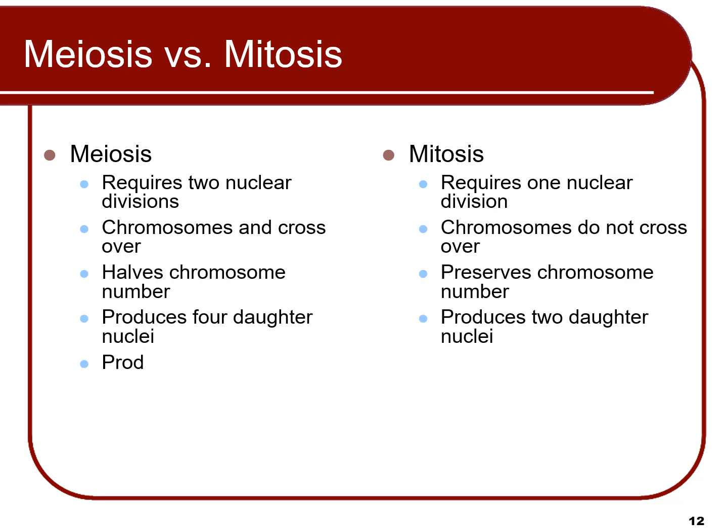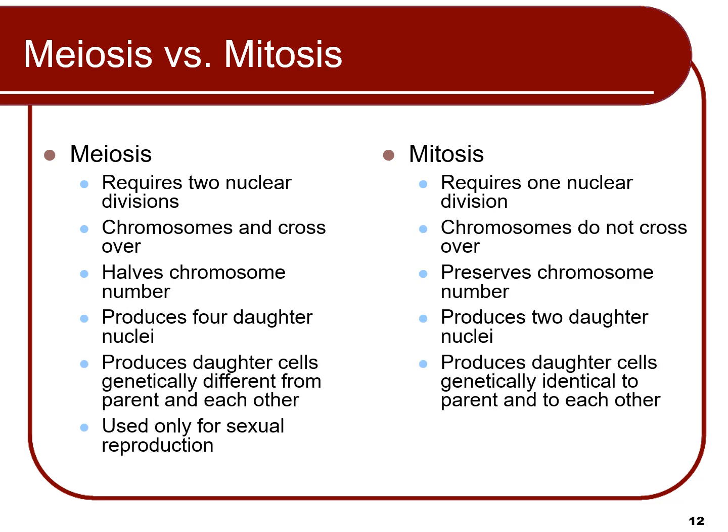I'm not going to go through this slide. I put this here just as a summary for you of the differences between mitosis and meiosis. Again, in meiosis there are 2 rounds of division, there's crossing over, the cells are haploid, you get 4 daughter cells, each of them is different, and it only occurs for sexual reproduction.